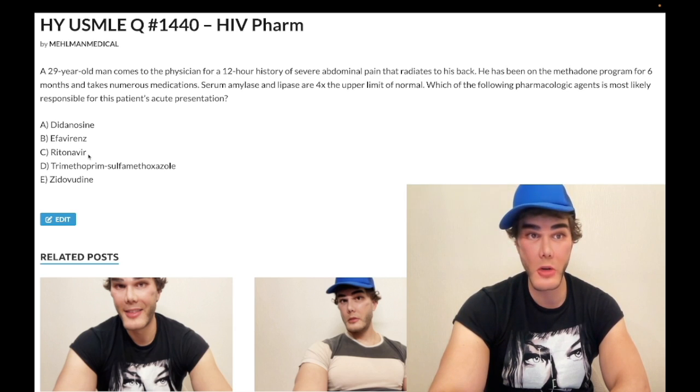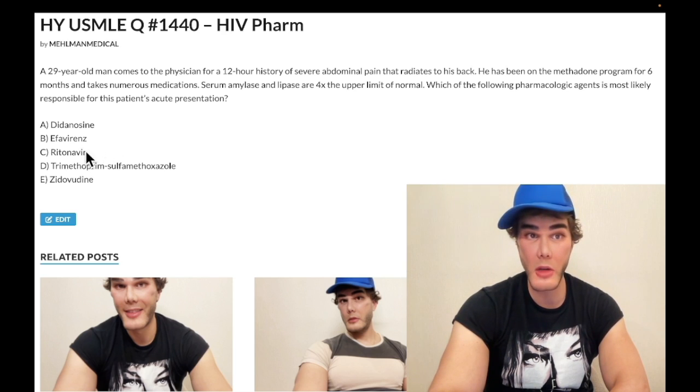Choice C, ritonavir, is wrong. So the navirs, these are protease inhibitors. These can cause a Cushing-like presentation. That's what you need to know for USMLE. So hyperglycemia with insulin resistance, they can cause fat redistribution. Okay, so any patient who has HIV who has a Cushing-like appearance, the assumption is that they're on a protease inhibitor as the cause. Wrong answer.